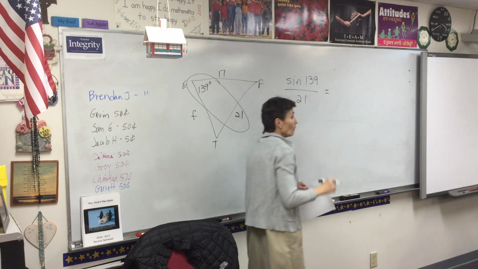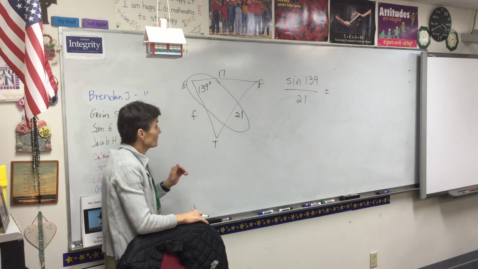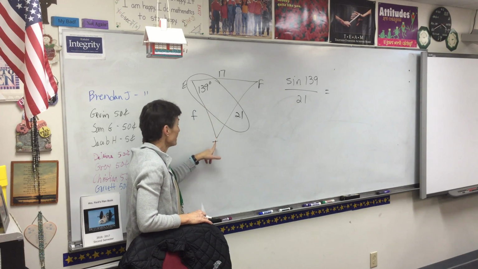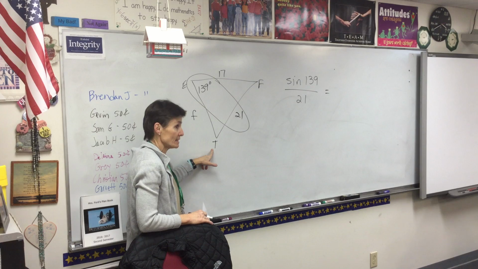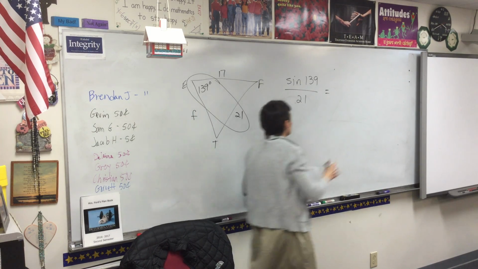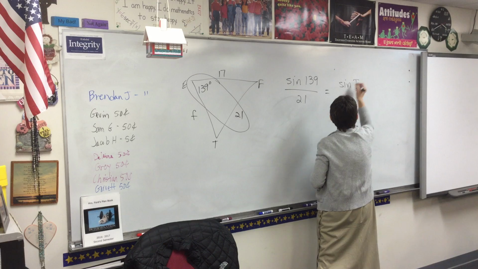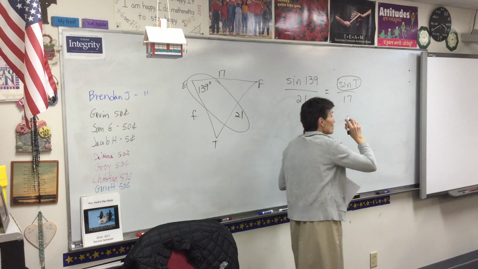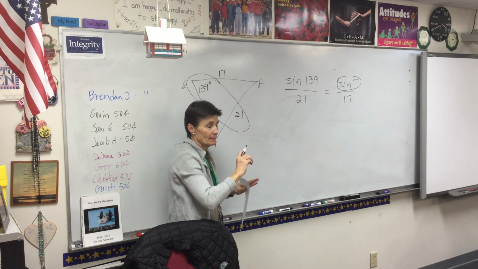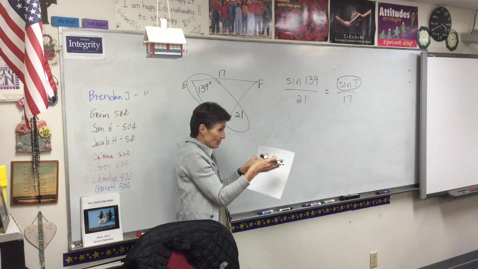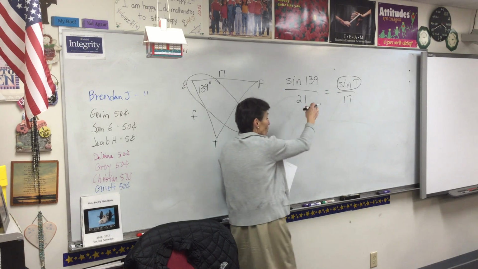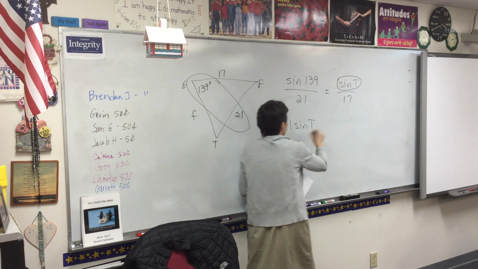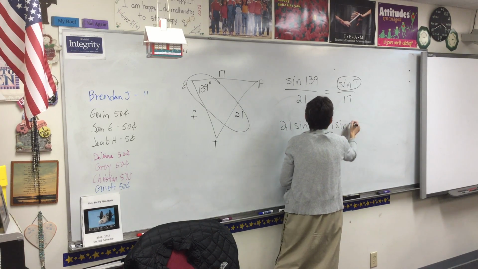And then we have to figure out what we're going to set that equal to. Well, the only other thing we know is 17. So I guess we'll say sine t over 17. Now, I'm going to say this again. I said it yesterday. This is a unit. You can't break it up. The sine and the t are together. Okay? So when you cross multiply, it's 21 sine t equal to 17 sine 139.